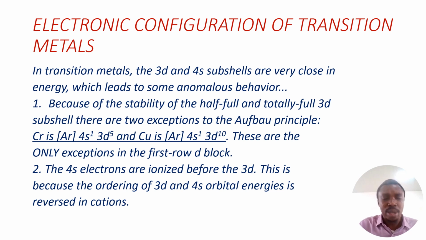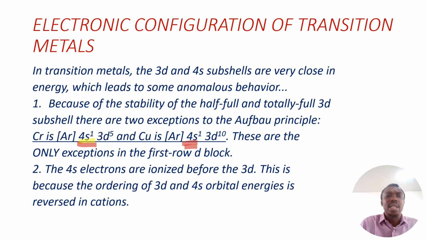There are basically two exceptions to the Aufbau principle. If you are writing the electronic configuration of the transition elements, they follow the normal Aufbau principle. The two exceptions to the Aufbau principle are chromium and copper. In chromium, the 4s is half filled, and in copper, the 4s is also half filled.